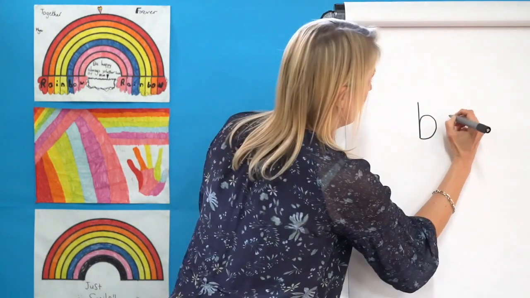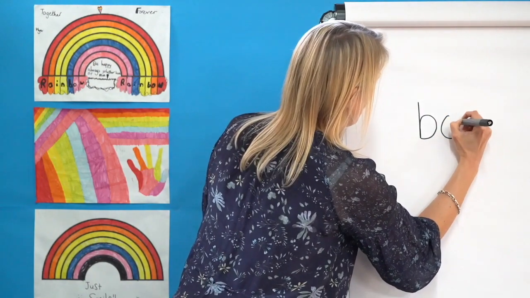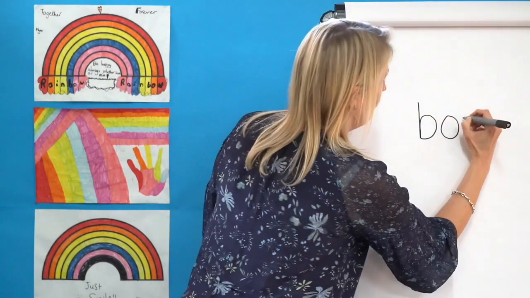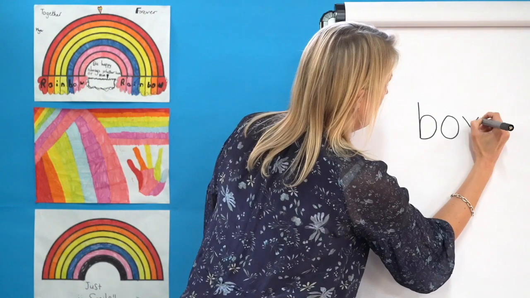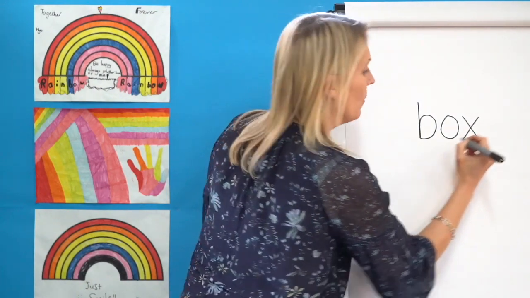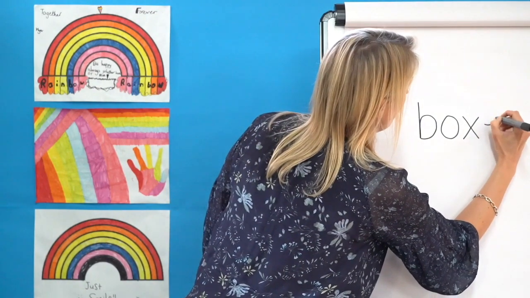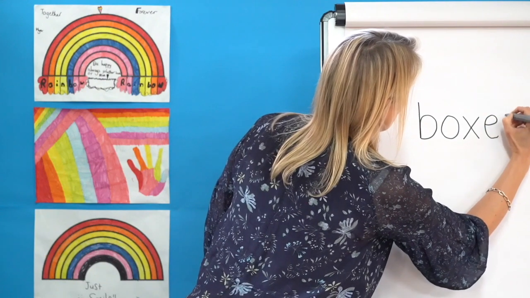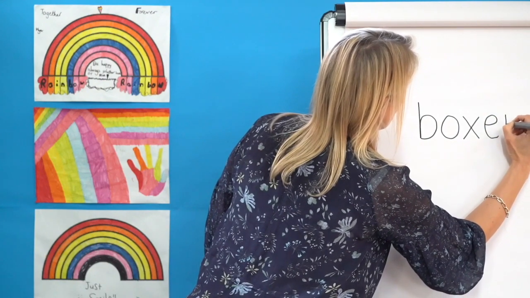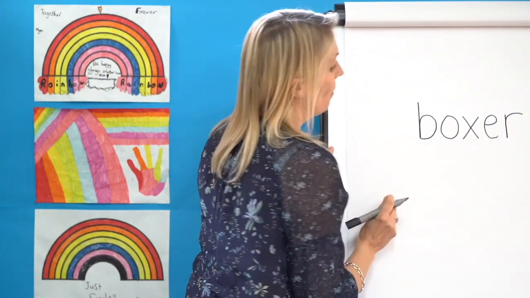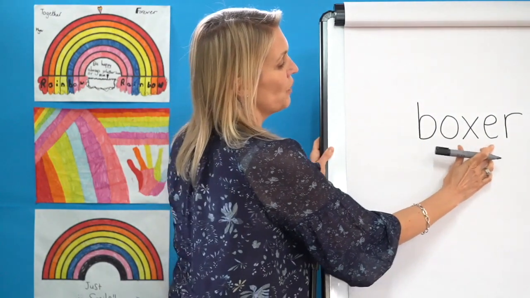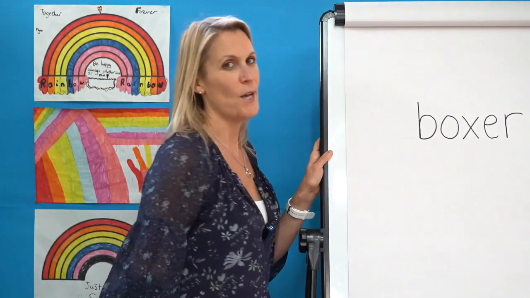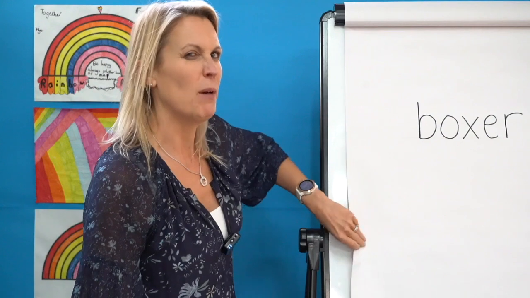B, o, x, and my digraph. B, ox, boxer. You have a go. I'm going to hide it.